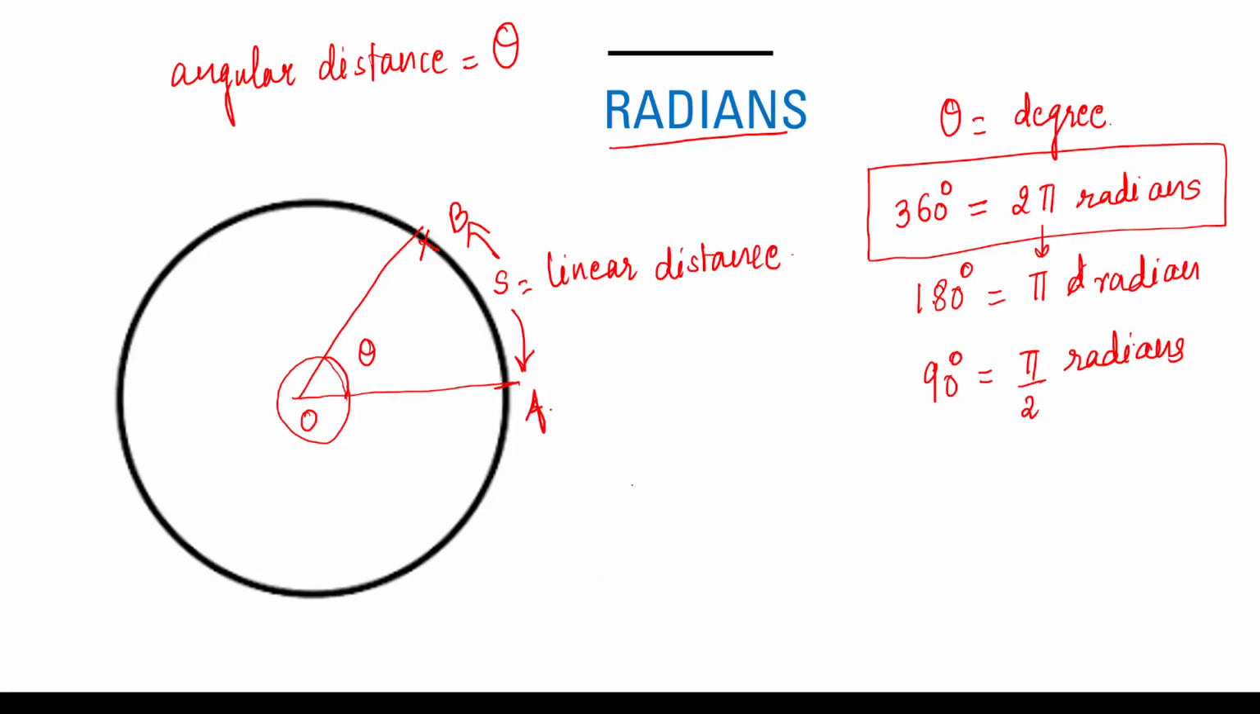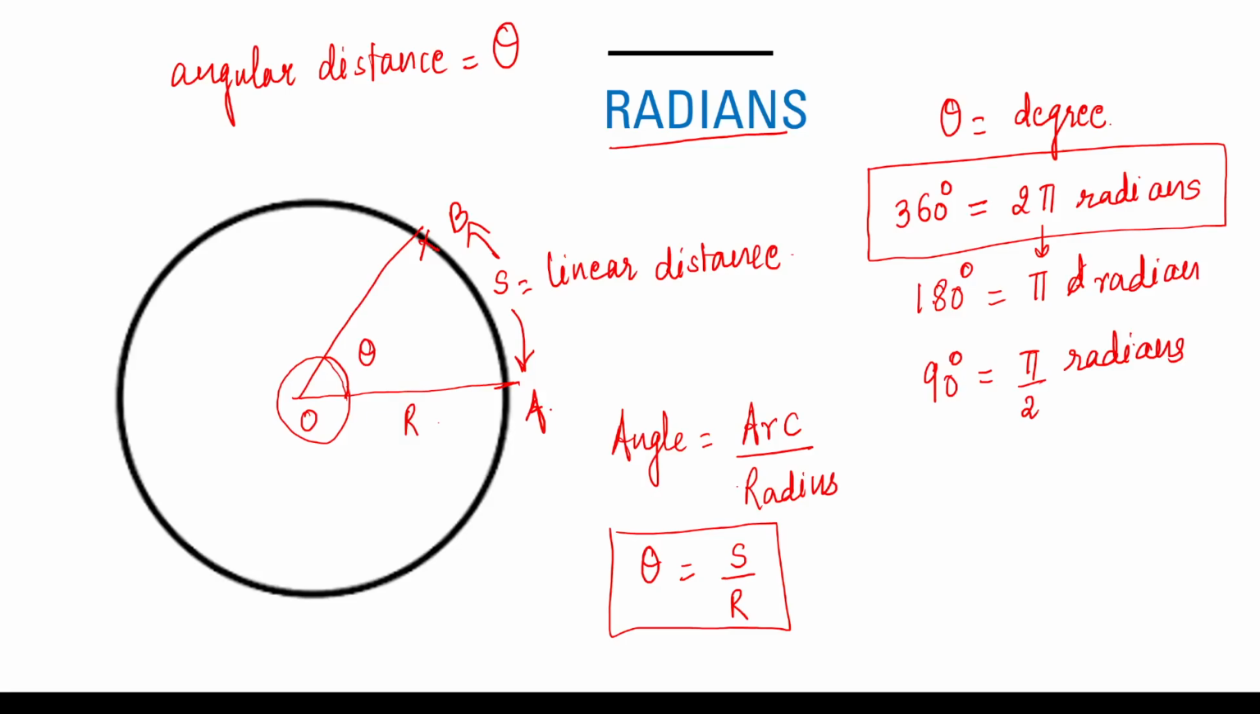Now, simple math: angle is equal to arc over radius. So angle theta is equal to linear displacement s over radius. What you need to know from this particular slide is that the angle which was measured in degrees is now measured in radians, because radians is the standard unit. And also, how do you relate angle with this s? Angle equals s over r.